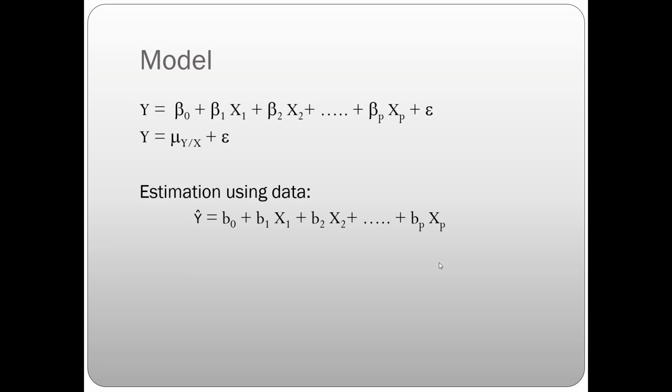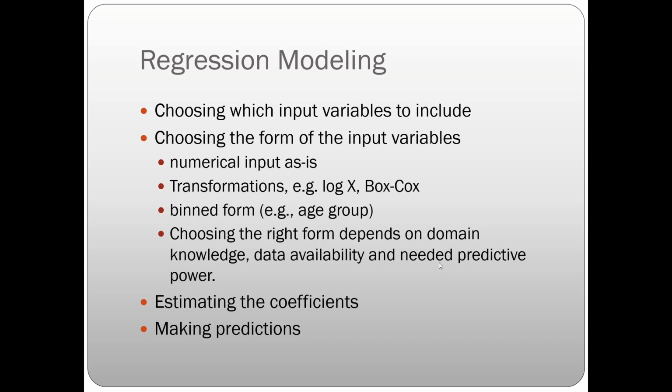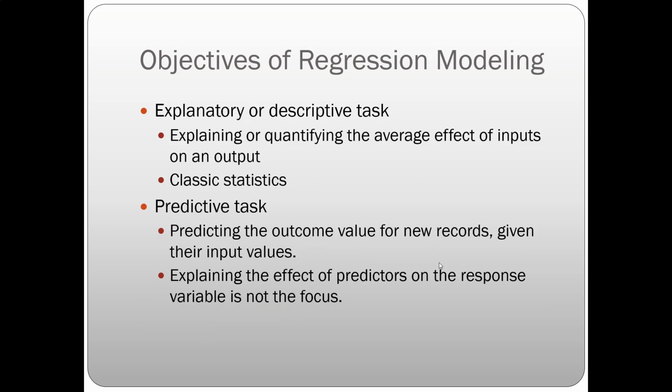So then you'll have a difference between y and y hat. That's our estimate for epsilon, or we call it residual or error. And we want to minimize that error as small as possible. That's why it's called least squares regression. Okay, so choosing which input variables to include, and the form of the input variables. So we will look at some transformations, some binning, and those kinds of things. So we will go through all of these topics.